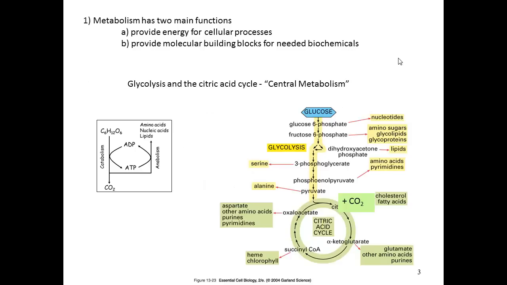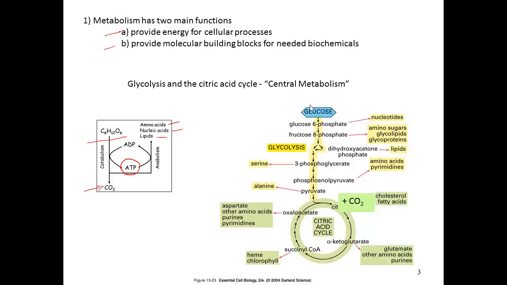If we start with the highest level view of metabolism, we know that it has two main functions: one, to provide energy for cellular processes, and two, to provide the molecular building blocks for needed biochemicals for the cell. So in its highest view, we have sugar or carbohydrate being oxidized down into carbon dioxide. As we're oxidizing these molecules, we're producing ATP. ATP and synthetic intermediates can be combined into the synthesis of amino acids, nucleic acids, and lipids.